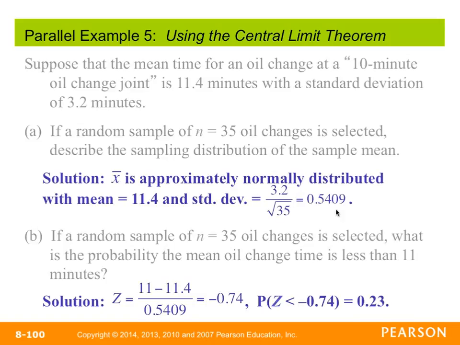So in order to do this, we just calculate our z-score. It's going to be what we're interested in, which is our 11 minutes, minus our mean, which is 11.4, divided by that standard deviation that we calculated. And so if you do that, you get negative 0.74. And then we just look it up on the table, and we get 0.23.